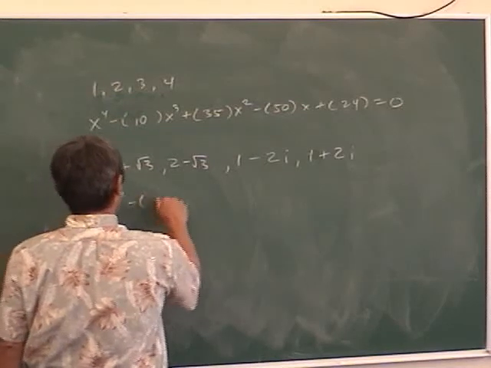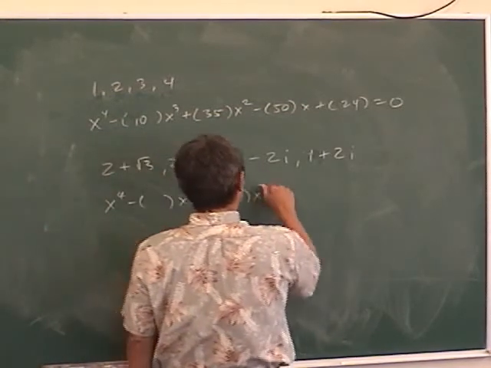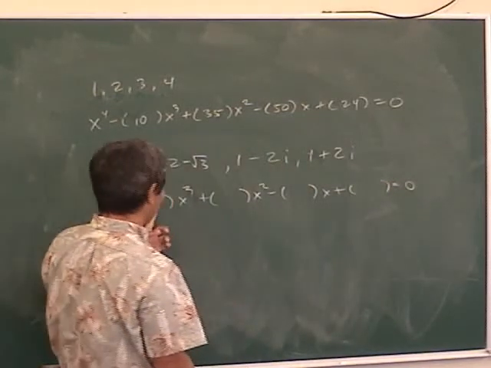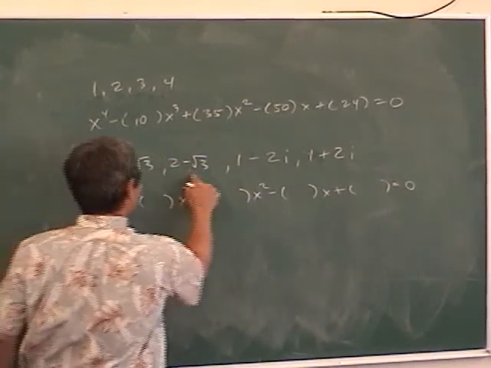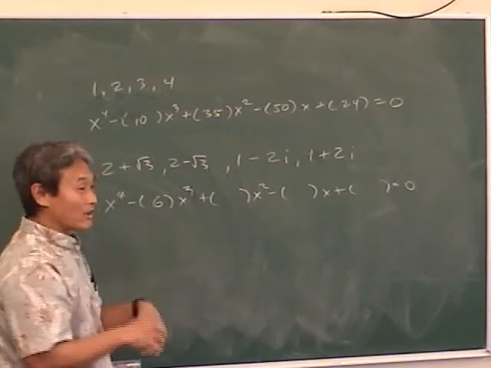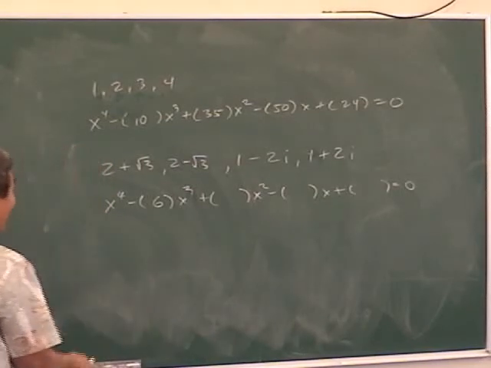x to the fourth minus something x cubed plus something x squared minus something x plus something equals 0. Okay, what goes in here? The sum of the roots. What is this plus this plus this plus this? 6. Right. Because all the radical 3s and all the i's are always going to cancel out. How else are you going to get integer coefficients?